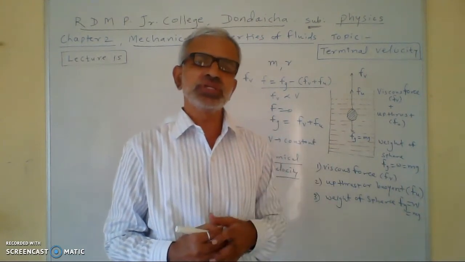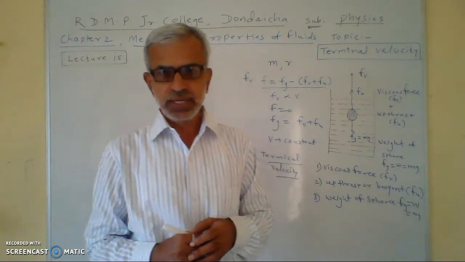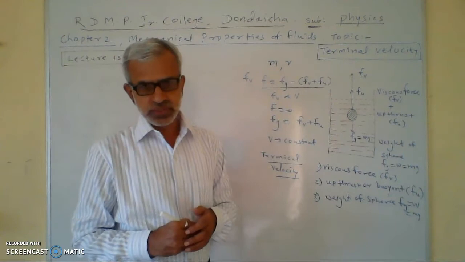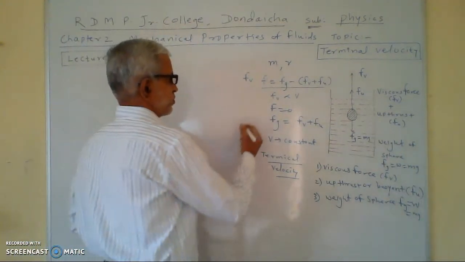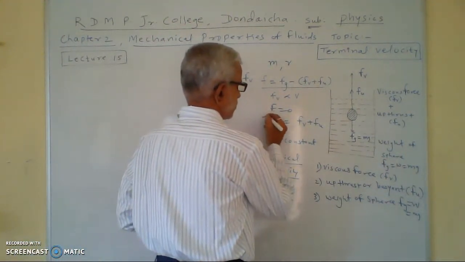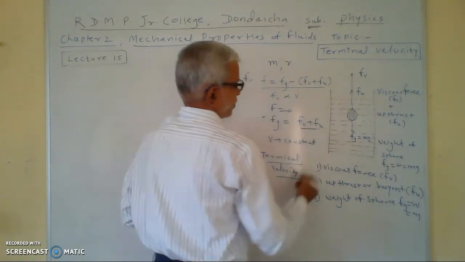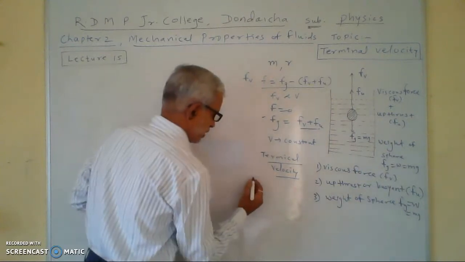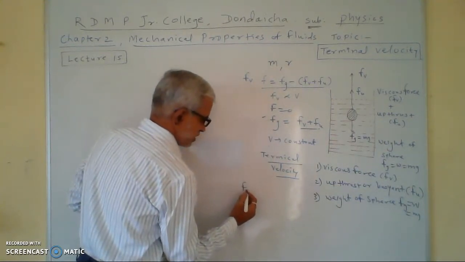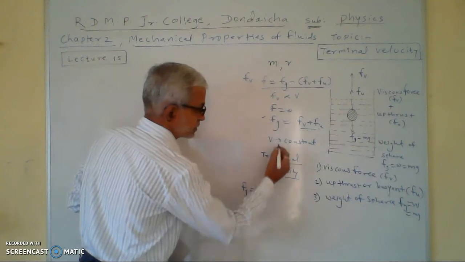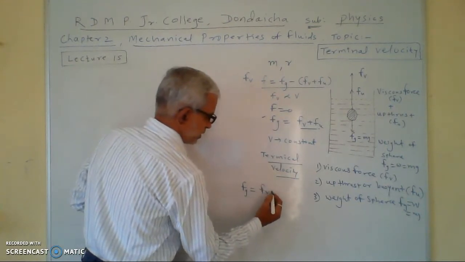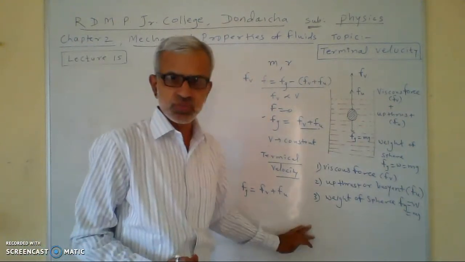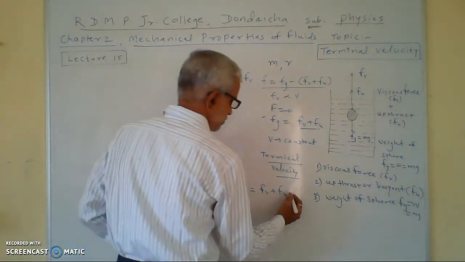So this is the definition of the terminal velocity. Now let us find the expression for terminal velocity. We use this formula: upward force is equal to downward force. Fg is the downward force, and Fv plus Fu is the upward force. We say this is equation 1.